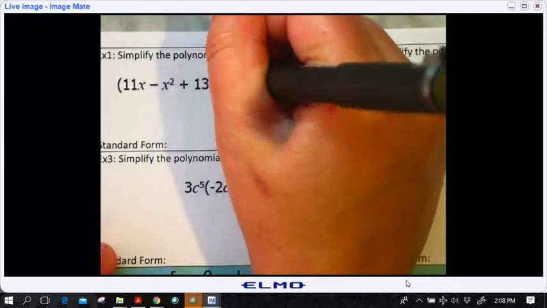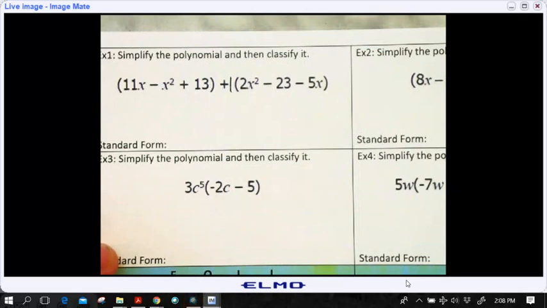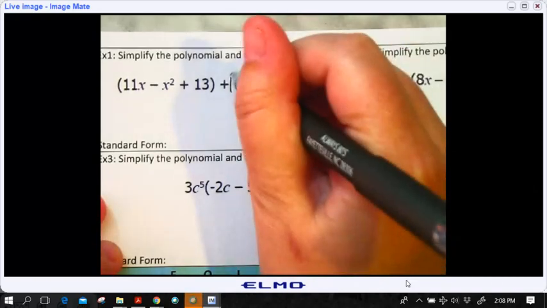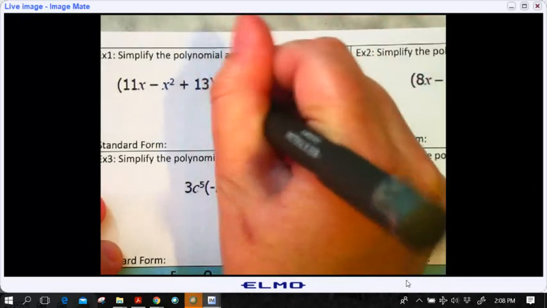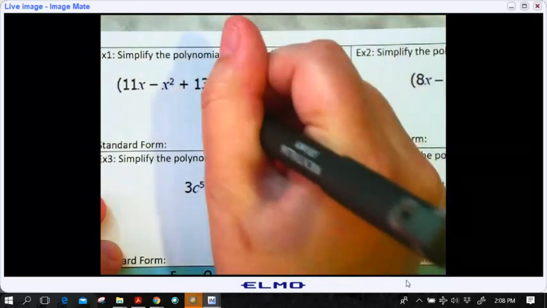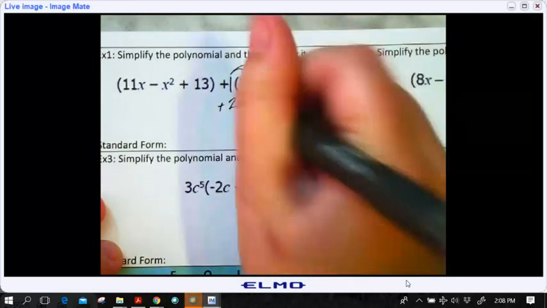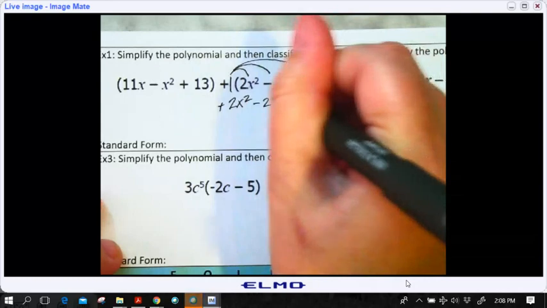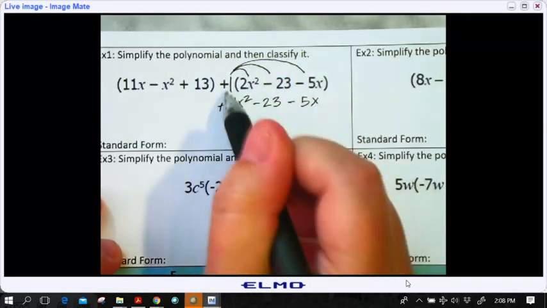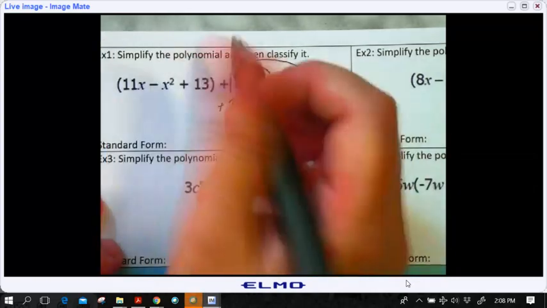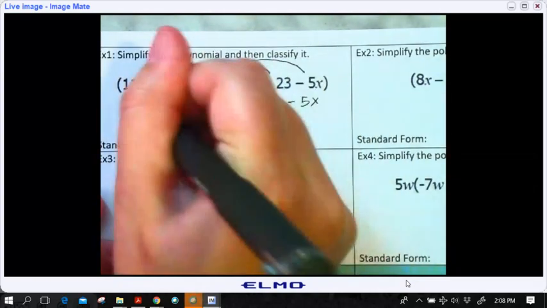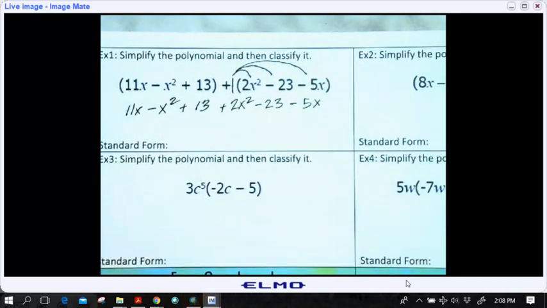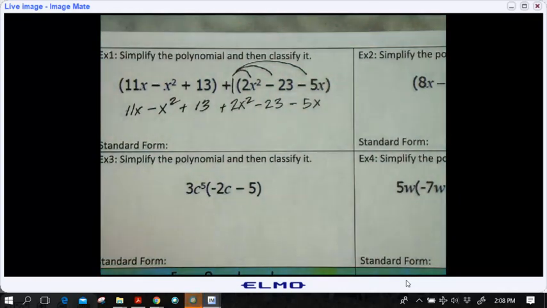okay? This is a 1 in front. So whenever you have something in front of a parenthesis, you do need to distribute that, okay? So positive 1 times 2x squared will not change the value of it. Positive 1 times negative 23 will also not change the value. And positive 1 times negative 5x. So when I distribute the positive 1, it does not change the value of anything. Let's bring down this first polynomial that I had. And now I'm ready to start combining my like terms.